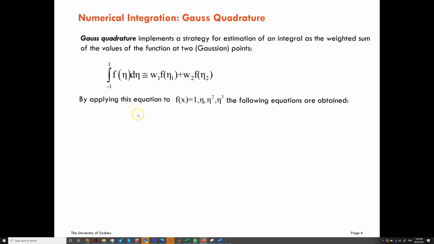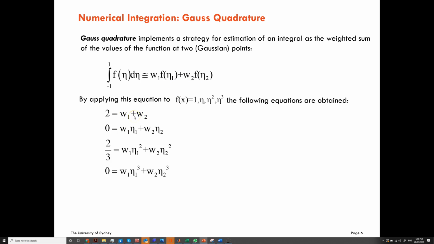So the method is very simple. You apply these equations for these 4 functions: 1, eta, eta squared, and eta cubed. For these cases, you can do the integrations analytically. For example, if I take 1 here, I'm going to have the integral d eta between minus 1 and 1 of 1, which is going to be 2. And here, f of 1 is 1, because the function is 1. So it's 1, 1, and we have these expressions. That is one equation to obtain the weights, W1 and W2.